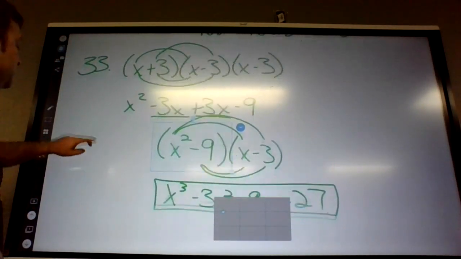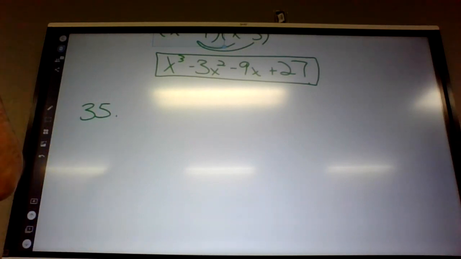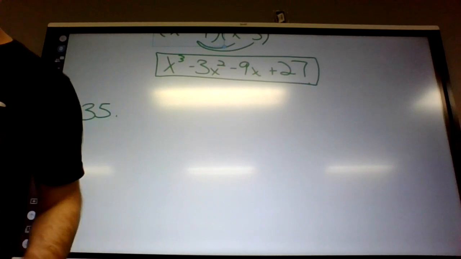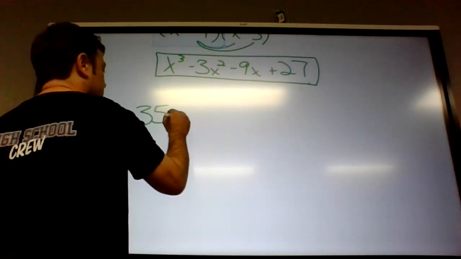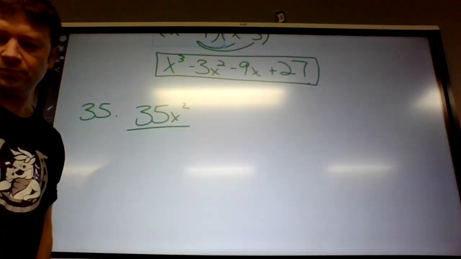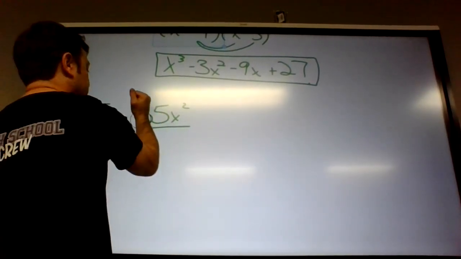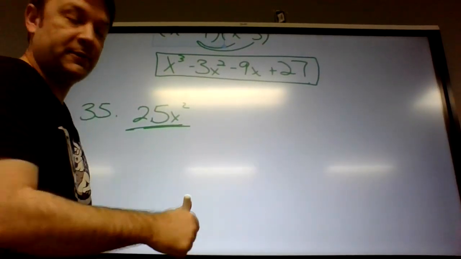Okay, I think we're on 35, yeah. All right, division, everybody's favorite. If I copy it down, 25x squared minus 35x.